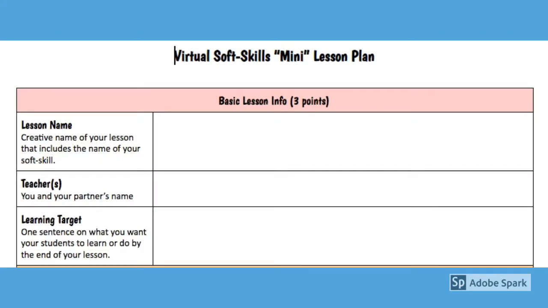This first section is pretty basic. You're going to come up with a creative name for your lesson, and you're going to put your name and your partner's name if you have one. And then your learning target is basically just one sentence about what your goal for the lesson is, what you want your students to know by the end of the lesson. And this is a standard thing that all teachers have to put in their lesson plans.